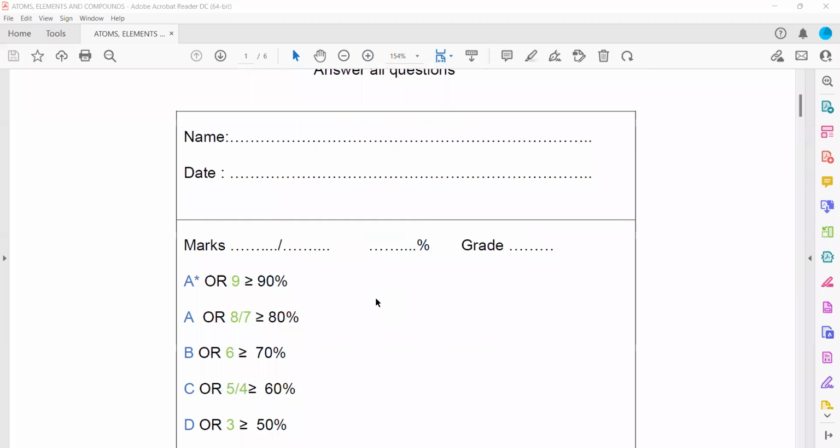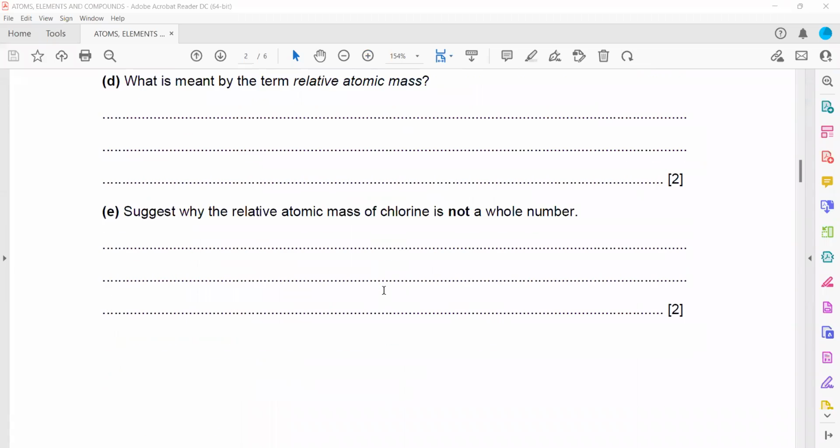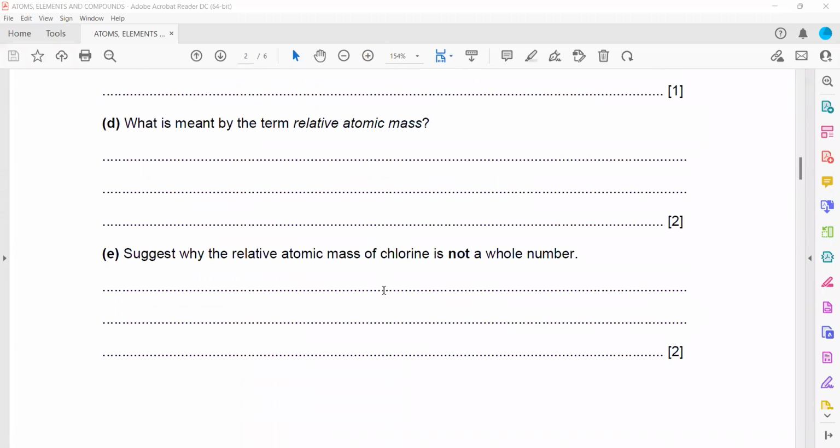So, atomic structure in periodic table exercise, 2 doubts, 1D and E. In question 1D, what is meant by relative atomic mass? This is a definition which you have to learn or memorize. What is the definition of a relative atomic mass? It is the average mass of the atom compared with carbon-12.